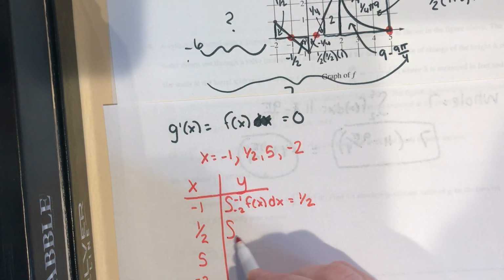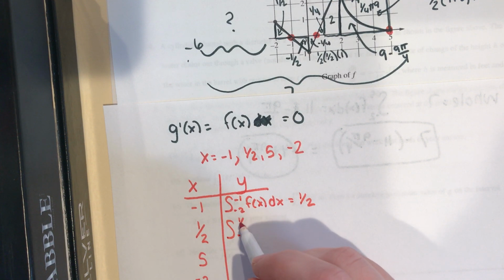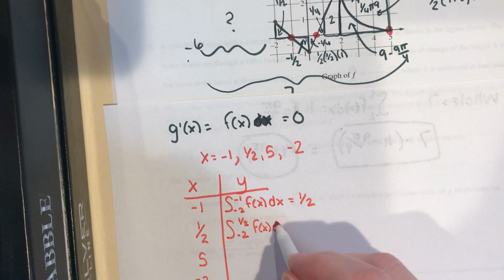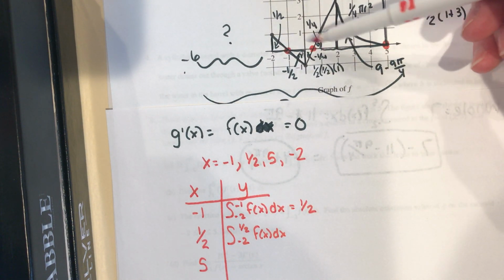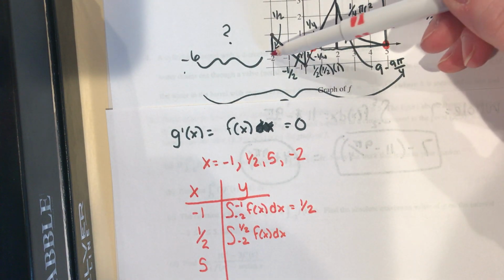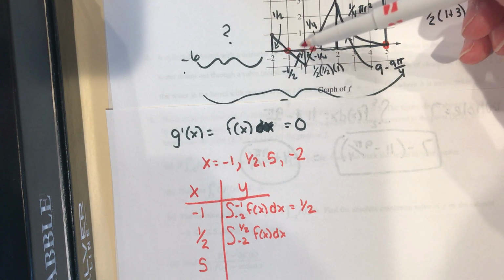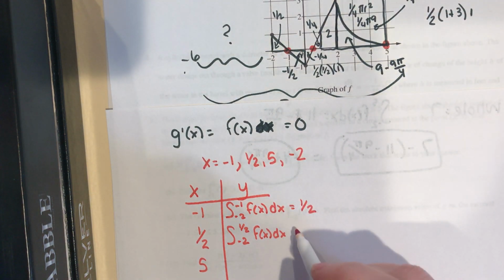Next one, I'm going to take the integral from -2 to 1/2. So looking at my graph here, -2 to 1/2. So that would be 0. -2 to 0 is 0, plus 1/2, this little area is -1/4.